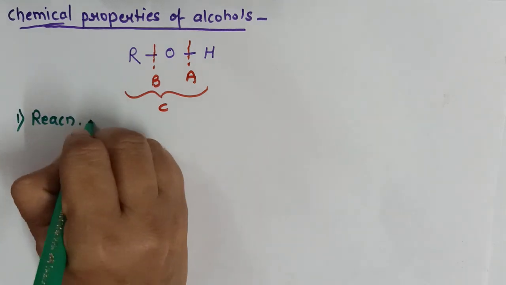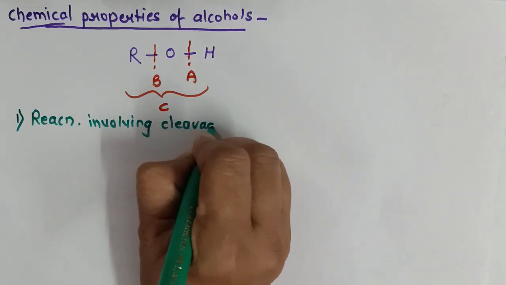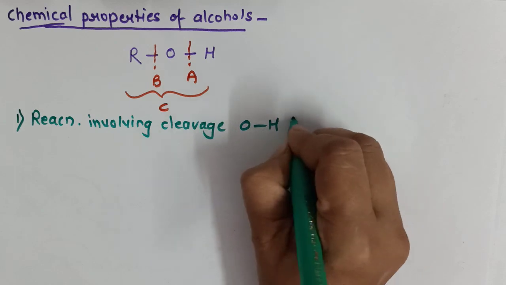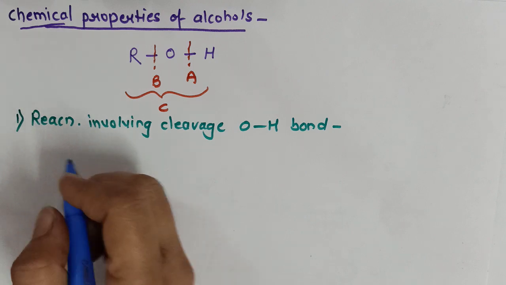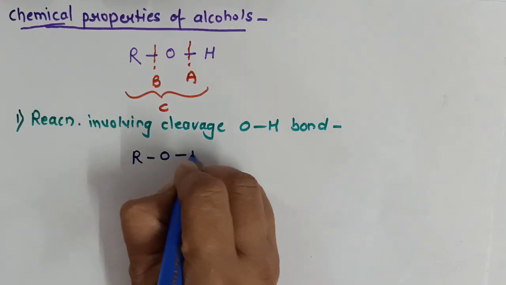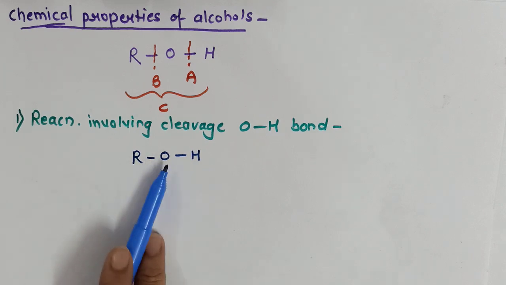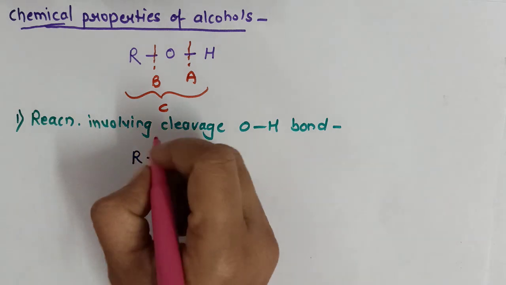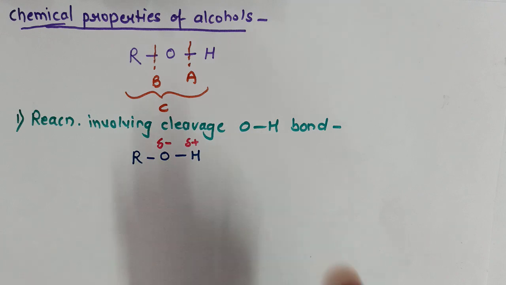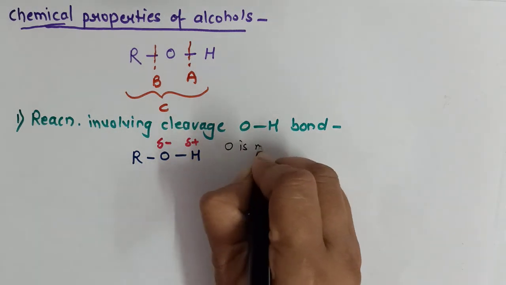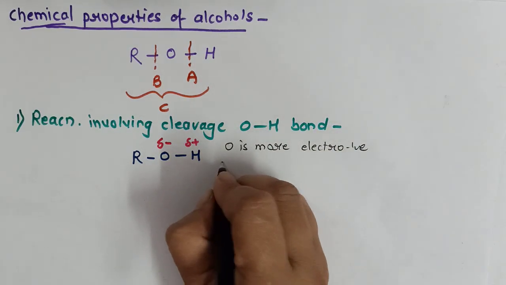Reaction involving cleavage of oxygen-hydrogen bond. Now in that, first of all, let us try to understand that this hydroxyl group has oxygen and hydrogen. So there is an electronegativity difference. As a result, there will be charges on oxygen and hydrogen. Now we know that oxygen is more electronegative than hydrogen. So what will happen?